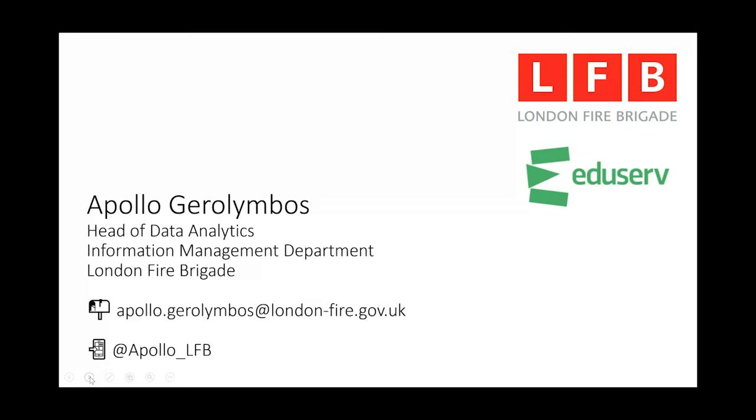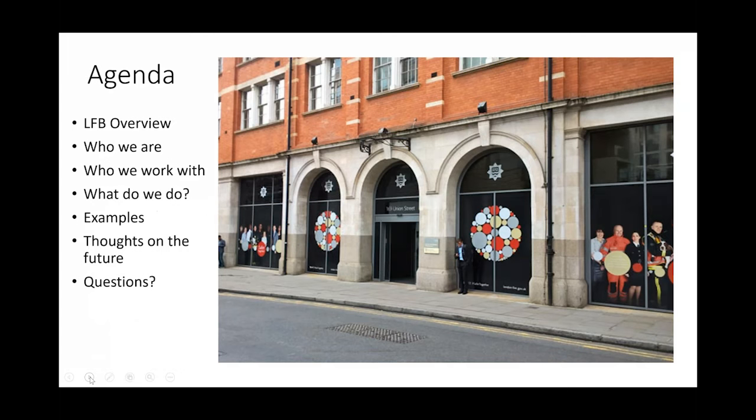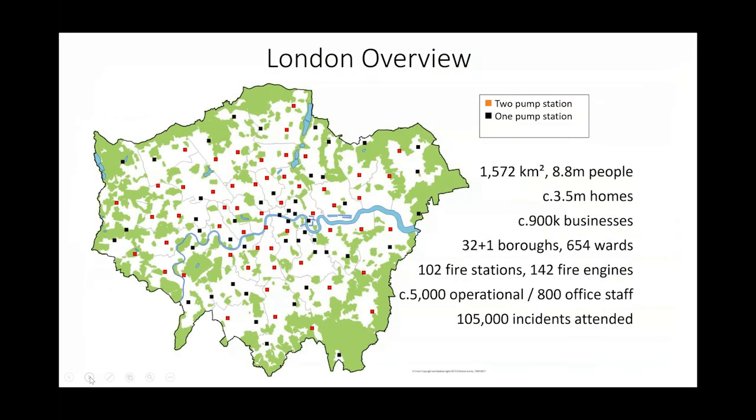London is obviously a very large place. The area it covers is around 1,500 square kilometers, with almost 9 million people, 3.5 million homes, and almost a million businesses, spread over 32 boroughs plus the City of London. And we cover this area with a resource pool of about 102 fire stations, 142 frontline fire engines, around 5,000 operational staff, and around 800 office staff.